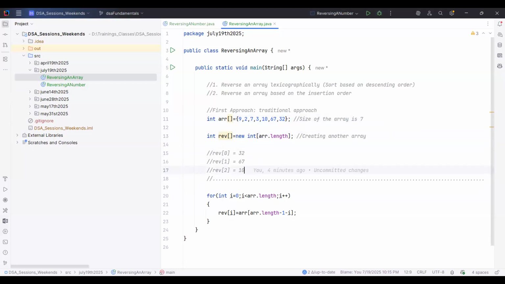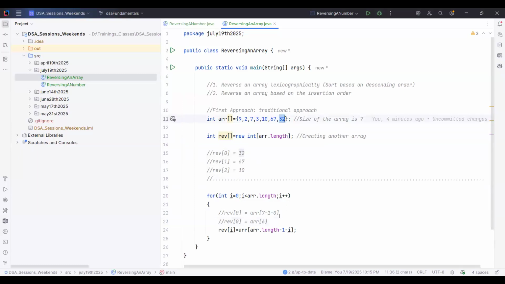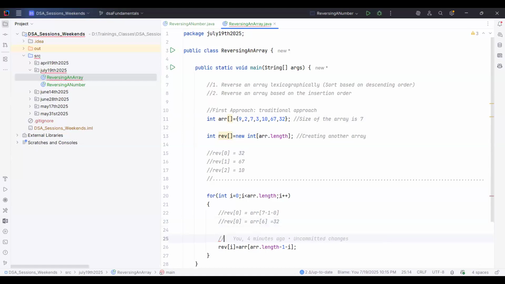So what we are doing here? I will be saying ref of 0 equal to arr of 7 minus 1 minus 0. What is the initial value of i? 0, right? So what will be the output here? ref of 0 equal to arr of 6. Clear? What is the value present at the 6th index position? 32. So whatever the value 32 is there, it will be stored in the first index position. Clear?